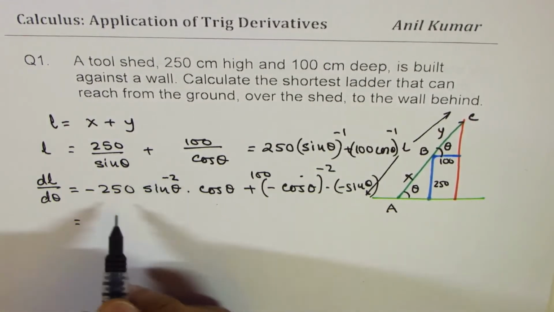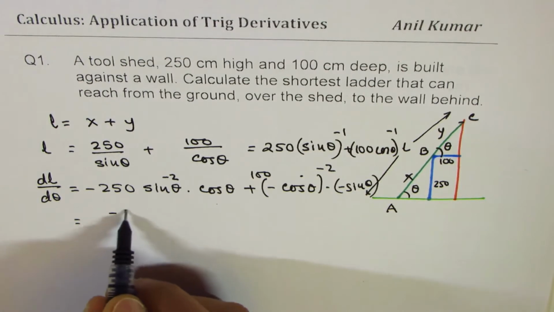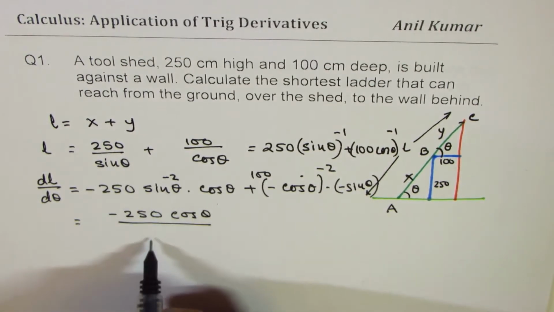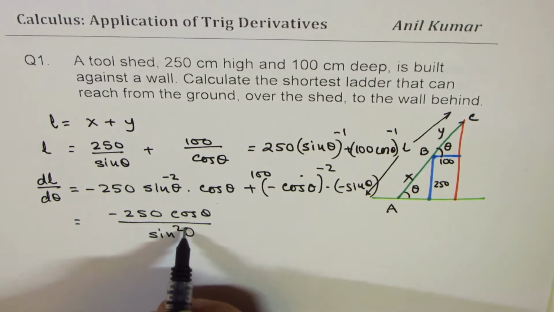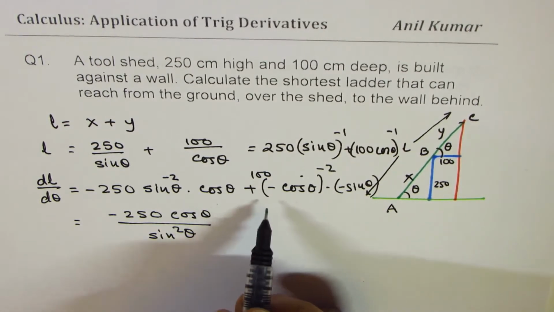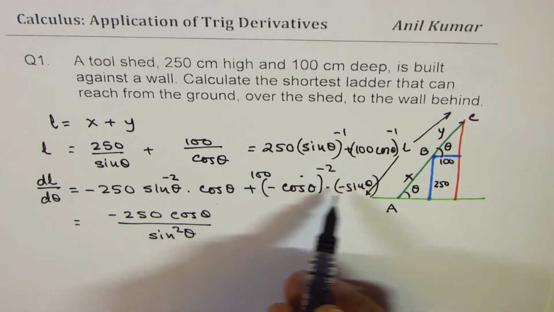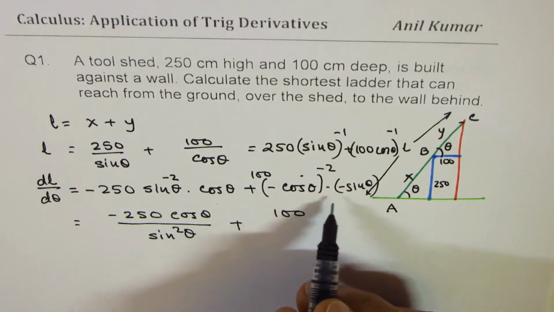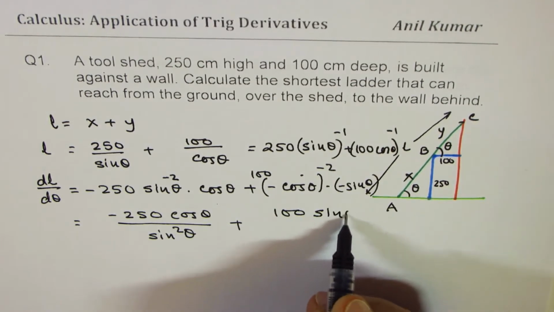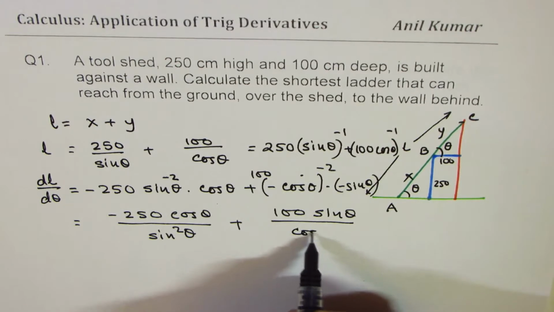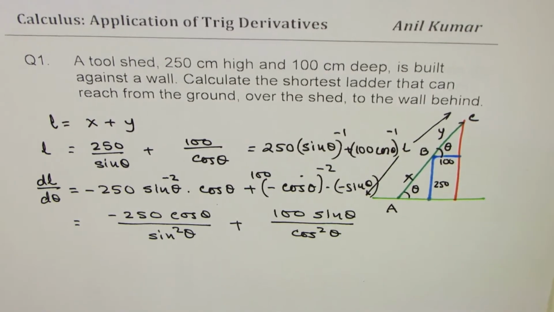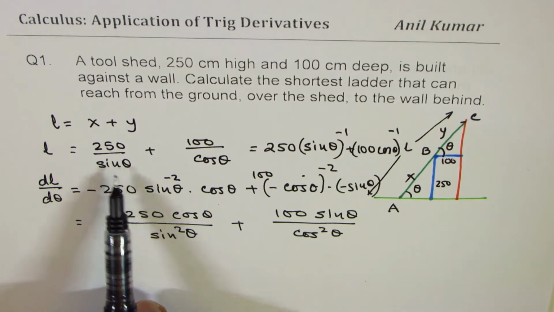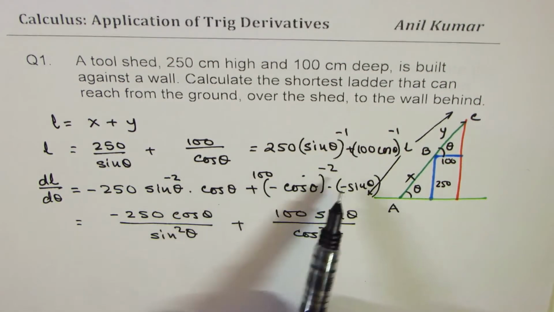In a way, what you get here is minus 250 cos theta divided by sine square theta. Plus and minus becomes minus, and that minus makes it positive. So here we have 100 sine theta in the numerator divided by cos square theta. Is that clear? Well, you could have written directly derivative of cosecant theta and secant theta also.